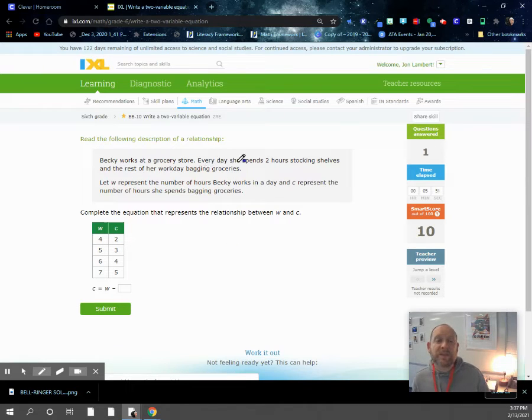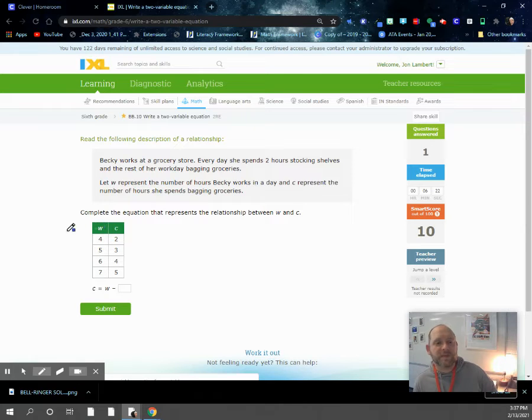So it says Becky works at a grocery store. Every day she spends 2 hours stocking shelves and the rest of her workday bagging groceries. Let W represent the number of hours Becky works in a day, and C represent the number of hours she spends bagging groceries. And then we need to complete the equation that represents the relationship or the rule between W and C. So that relationship between W and C, the relationship between the input and the output, that's our function rule. So that's what we're looking to create.